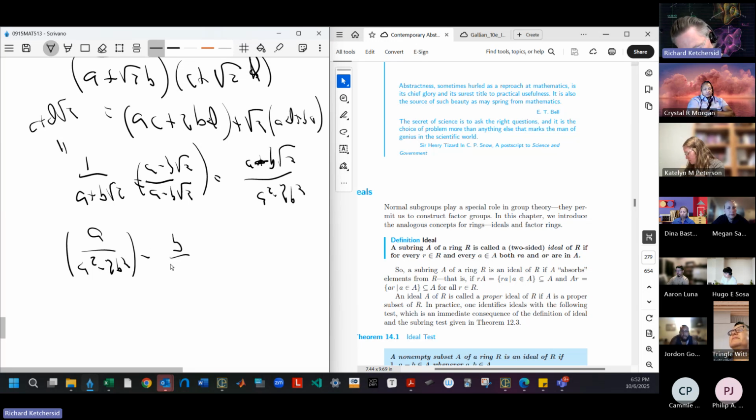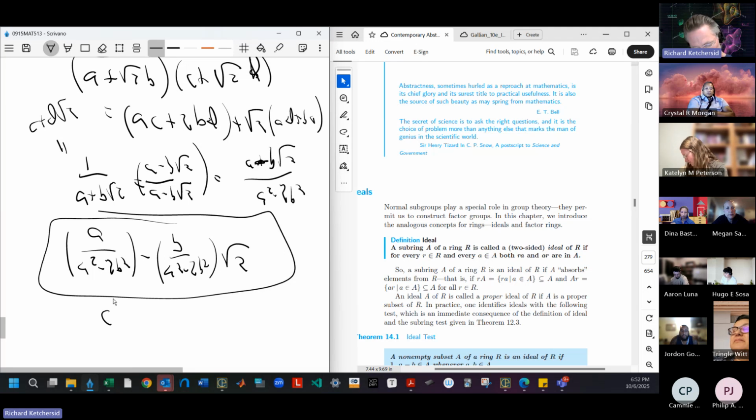minus b square root of 2 over a squared minus 2b squared. Oh, you took the square root of 2 out. Yep, square root of 2 is there, because I need it to be in this form, c plus d square root of 2. That is so dope. And this is like question 55 from chapter 14.